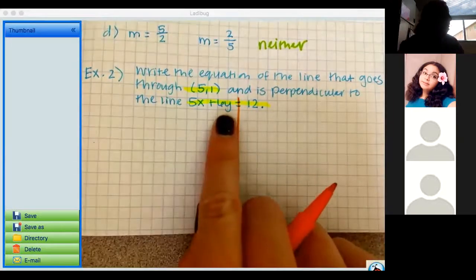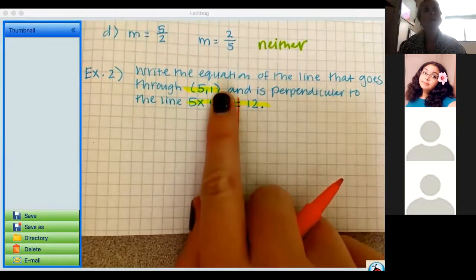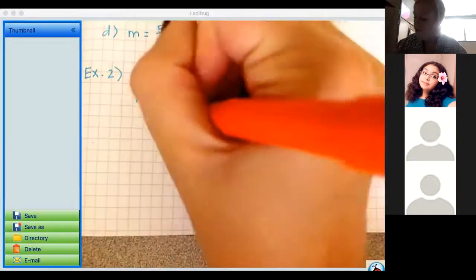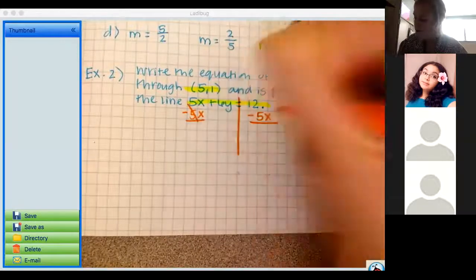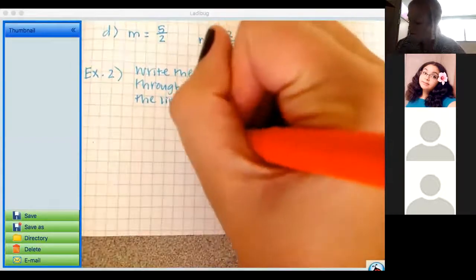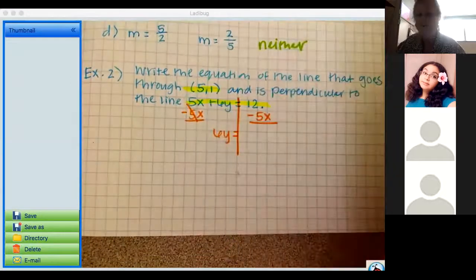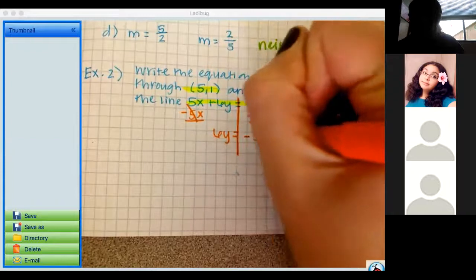If I'm solving for y, I'm going to cover y. How do I move that 5x? Subtract 5x. Very good. All right, so now I have 6y equals, it's mx and then b, so I'm going to do negative 5x plus 12.